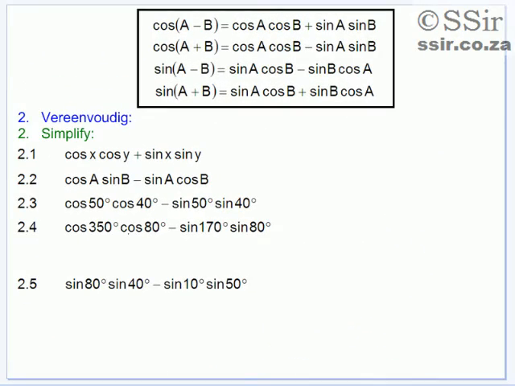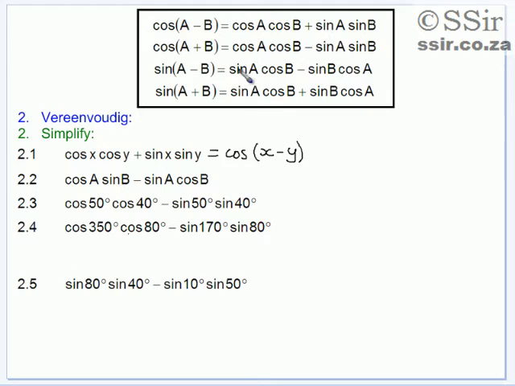Let's simplify these expressions. Cos x cos y plus sin x sin y is a cos cos sin sin formula. In other words, it must be one of the cos formulas up above, and because there is a plus, we select cos of a minus b. So this becomes cos of x minus y.